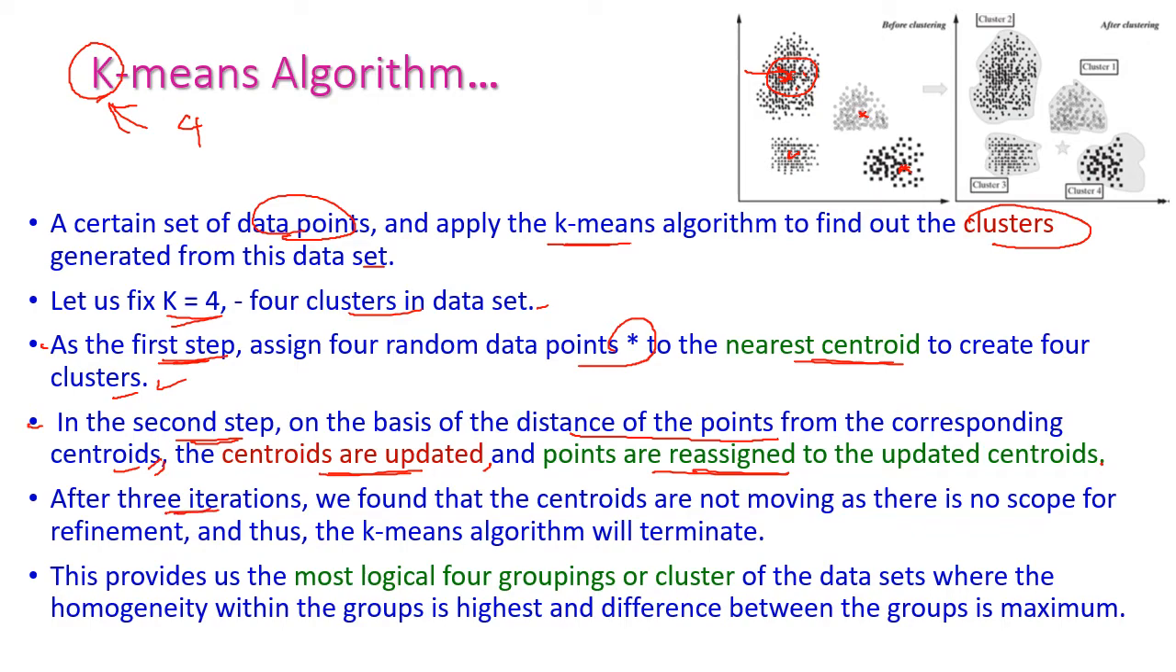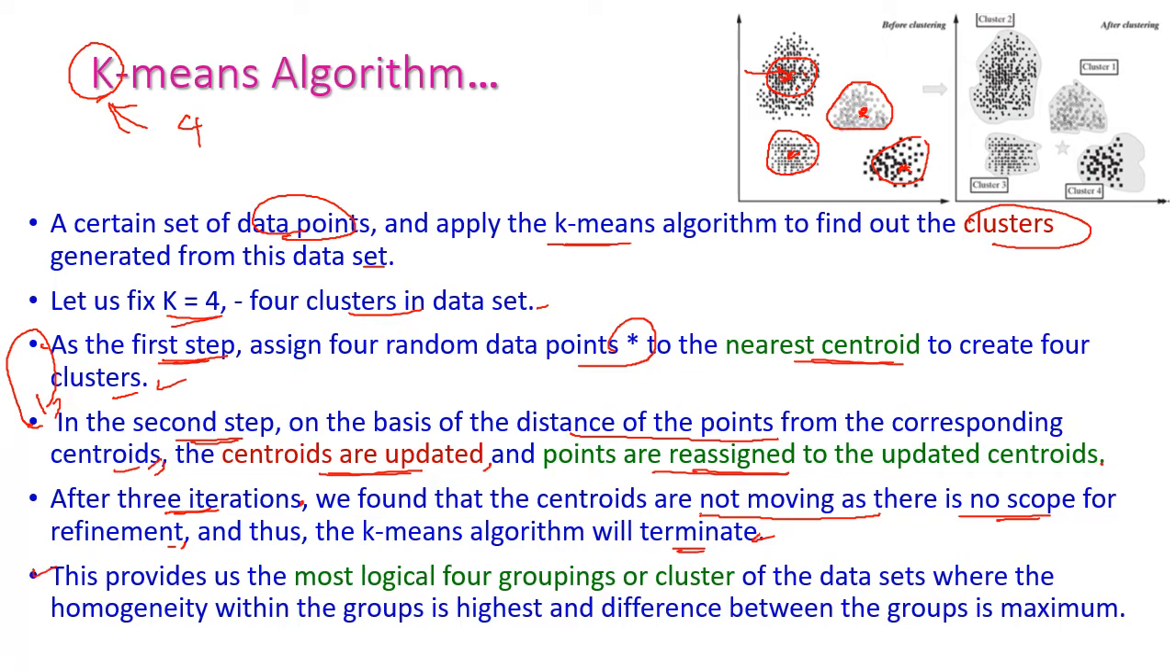After 3 iterations, this will be repeated, and we find that the centroids are not moving. There is no scope of refinement. The centroids will be fixed in one place. That means there is no need for further iteration, that is, the clusters are constructed perfectly. Then the program will get terminated.